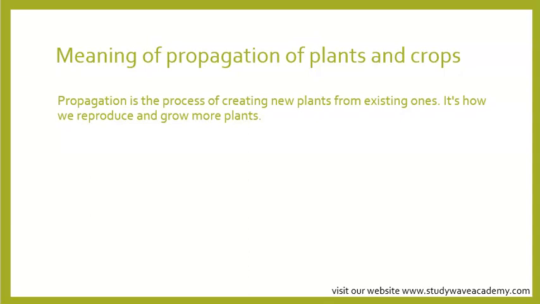Propagation is the process of creating new plants from existing ones. It's how we reproduce and grow more plants. Propagation of plants and crops involves the reproduction and multiplication of plant species. This is how we make more plants and crops.